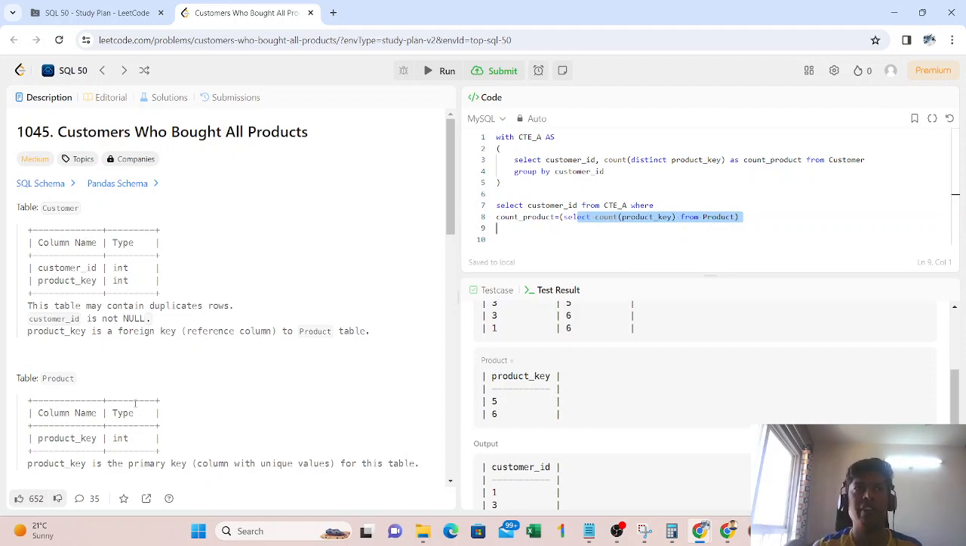So I hope you would have understood this question. This was medium rating, which means it is bound to have a few difficult or complex scenarios, but it was pretty simple if you can understand what a CTE is and how to calculate this count.